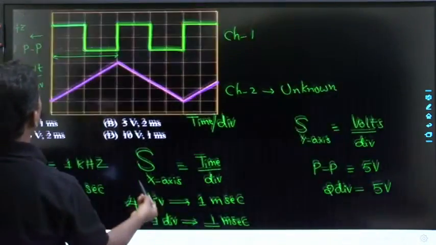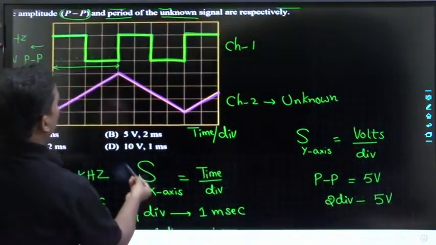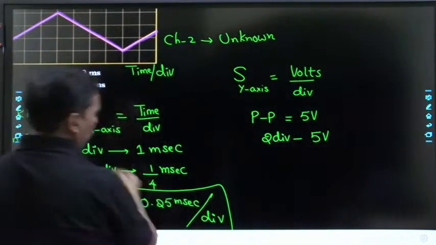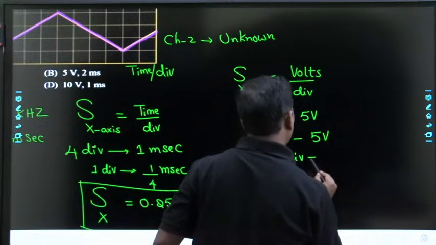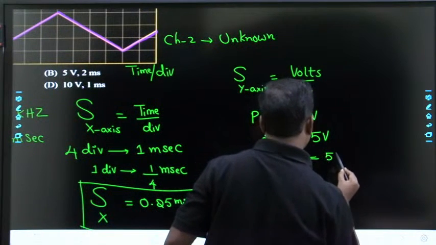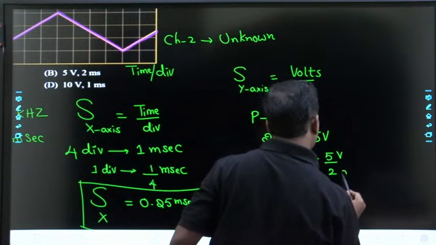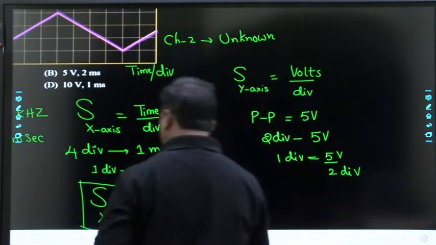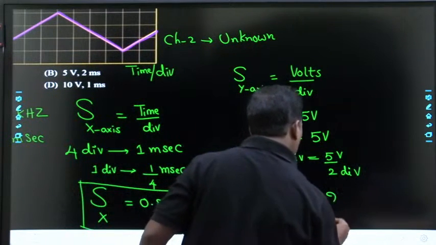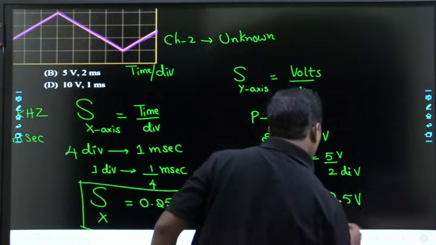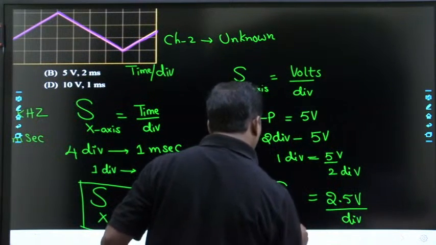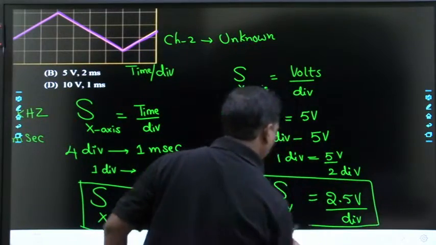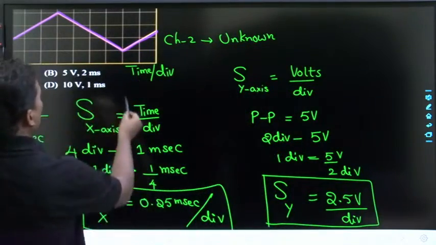Fast here, how many divisions is this? 2 divisions. 2 divisions are contributing 5 volts. That means 1 division is equal to how much? 5 by 2 volts per division, that is 2.5 volts per division. So that is a sensitivity along y-axis. Is it clear now? Now let us take this particular signal.